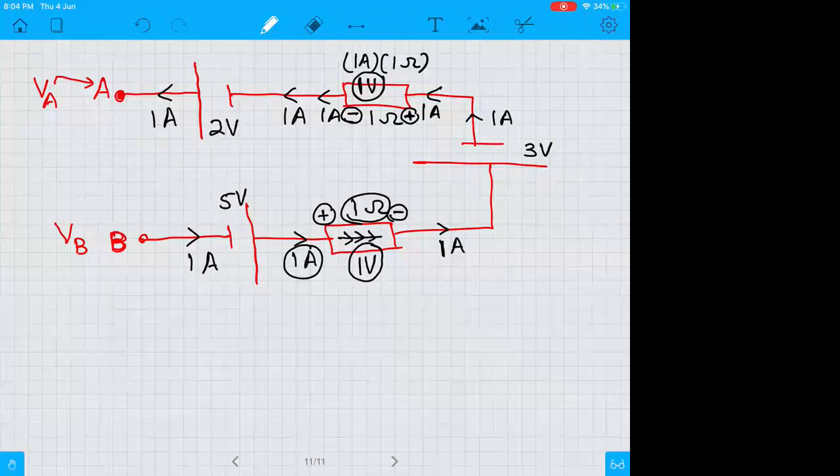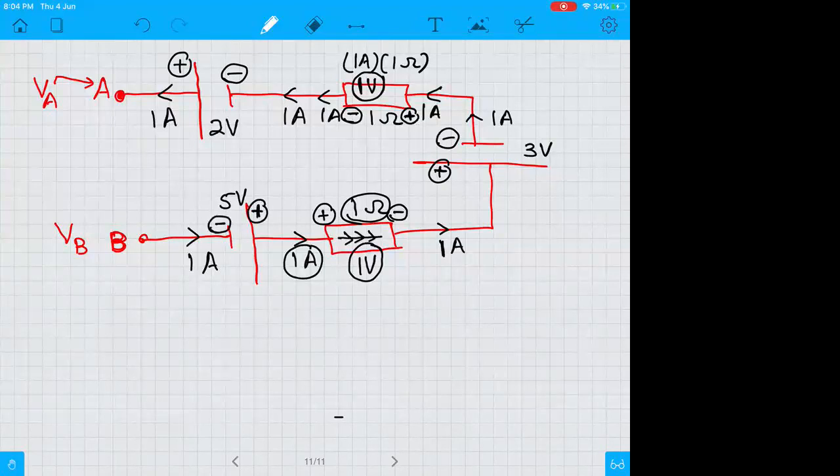Signs of batteries are independent of the resistors. This terminal is negative, this terminal is positive. For this battery, this terminal is negative and this terminal is positive. For this battery, this is the positive terminal and this is the negative terminal.